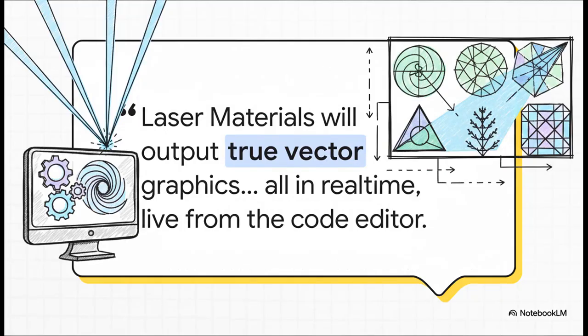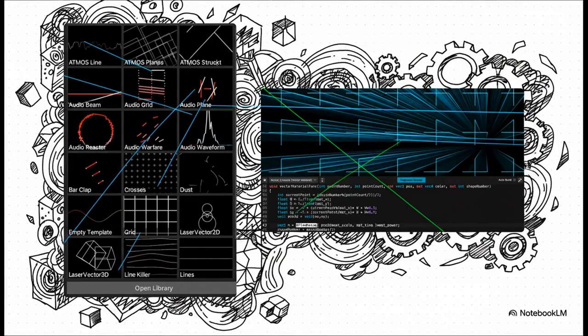But for those of you who really want to push the boundaries, there is one more level. As this says, laser materials let you output true vector graphics directly from code, and it all happens live, in real time. And this is what that looks like. You can start with a whole library of awesome pre-made generative effects, everything from audio-reactive waveforms to complex geometric patterns. But for the ultimate control, you can actually open up the code editor and write your own shaders to invent completely new visual systems right from scratch.